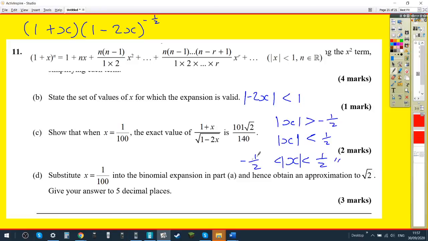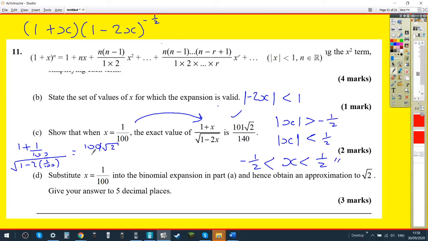And there's nothing wrong with writing it out fully, like technically I did teach you and which you never wanted to do. Sorry, that's not magnitude of x, that's just x. Okay, question C. Am I subbing in 1/100 into my binomial expansion that I found? No. Okay. Into this, and then you get that. Okay, so if I do just 1 plus 1/100, and then square root of 1 minus 2, 1/100. And I'm guessing I'll just do in the end equals to 100 root 2 over 140.